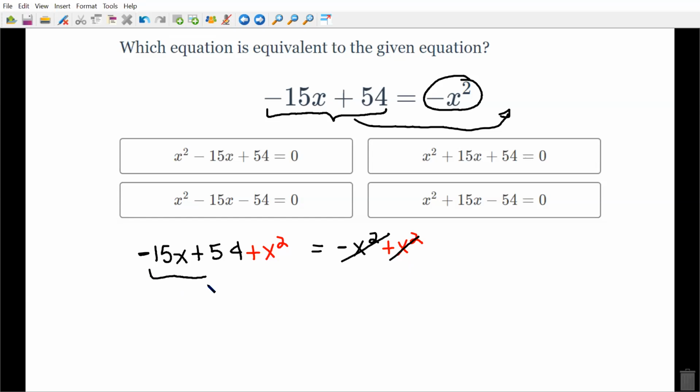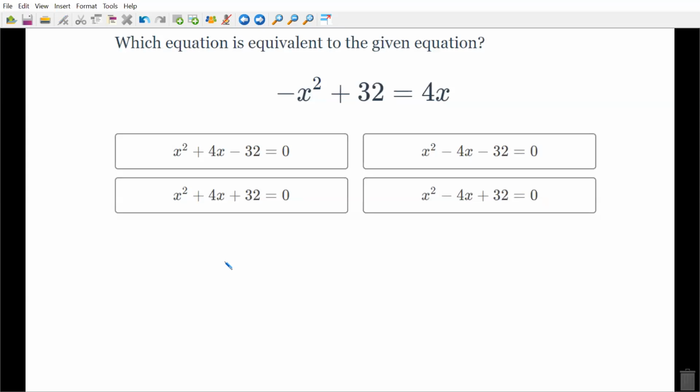And if I reorganize this equation with the exponent getting smaller, it's going to be x squared minus 15x, because remember the exponent here is going to be 1, plus 54, it's going to be equal to 0. So x squared minus 15x plus 54 is going to be equal to 0. So that's going to be the solution.